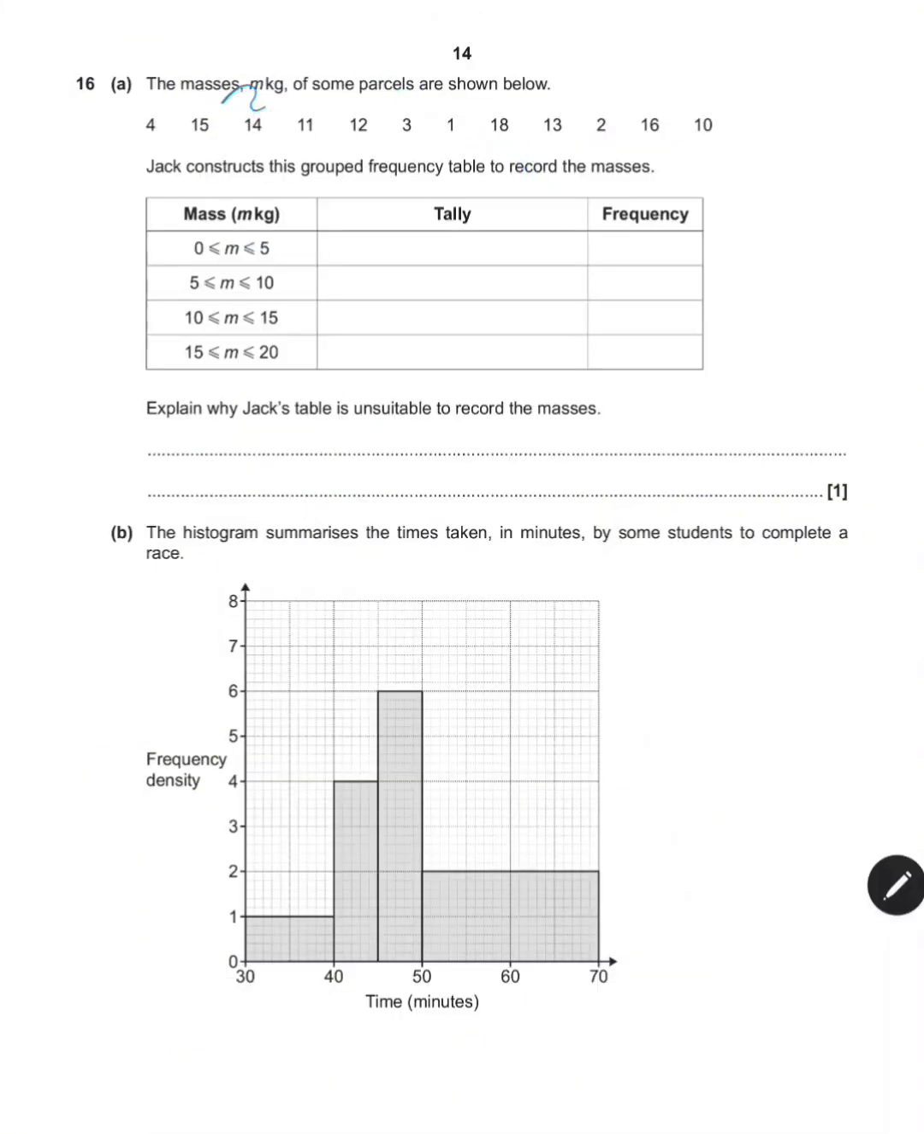Question 16, we've got masses that have been recorded of some parcels, and here they are. Jack's created a group frequency table to record the masses, and we need to say why it's not very good. Well, if we look here, you can see straight away we've got overlapping intervals. If there is a mass of 5, does it go into this group, which is including 5, or does it go into this group, which is also including 5? So the reason it's unsuitable is he's got overlapping intervals.